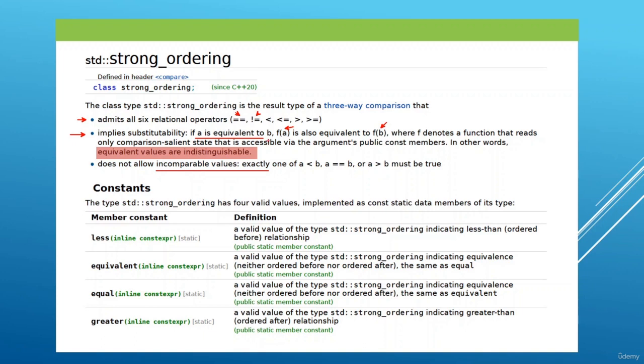Now that we have an idea about strong ordering here, let's look at the possible values we can have in this type. We can have a less value inside, and this is going to mean that the left operand is less than the right operand.